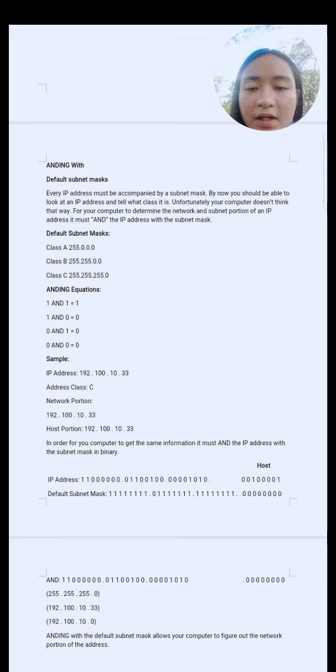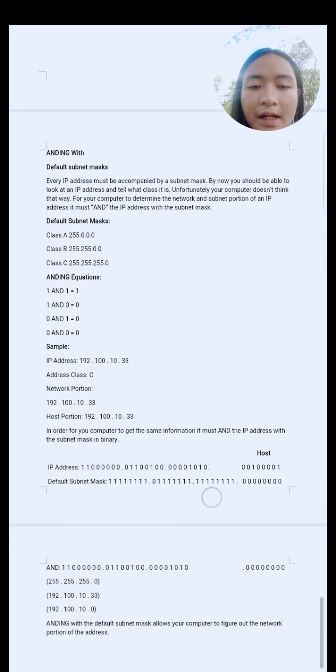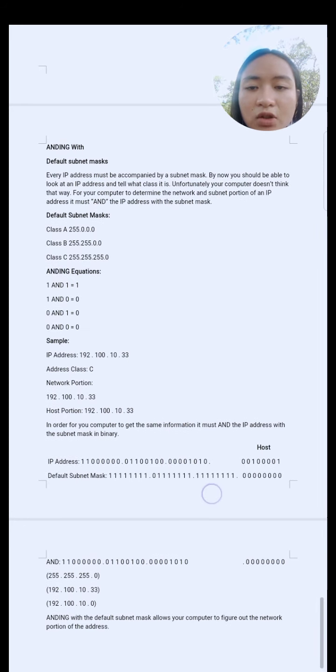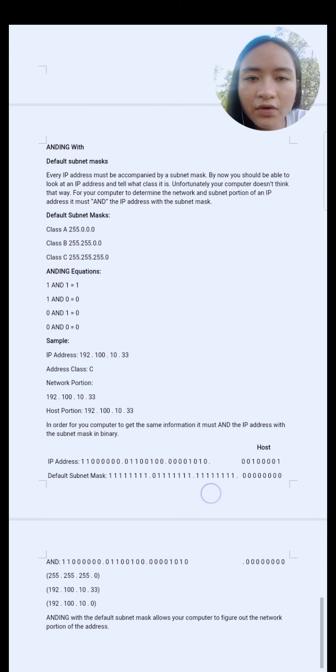Every IP address must be accompanied by a subnet mask. By now, you should be able to look at an IP address and tell what class it is. Unfortunately, your computer doesn't think that way. For your computer to determine the network and host portion of an IP address, it must end the IP address with a subnet mask. For the default subnet masks, class A is 255.0.0.0, class B is 255.255.0.0, and class C is 255.255.255.0.